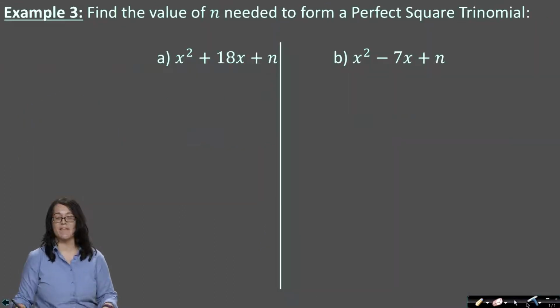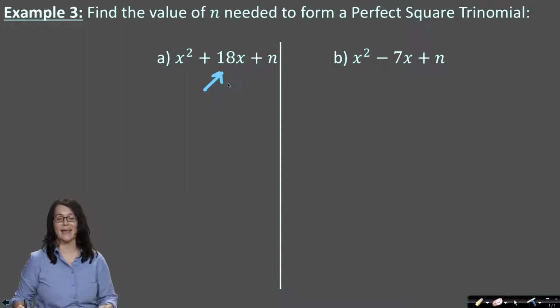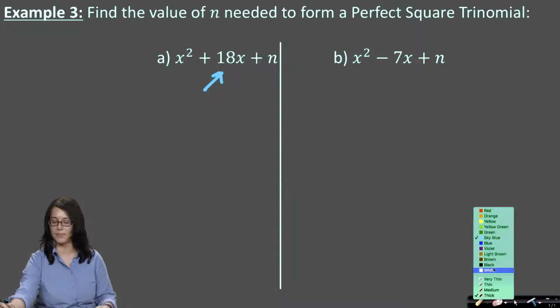Example 3, find the value of the unknown constant, here we call it n, in the last slide we called it c, needed to form a perfect square trinomial. In A, we'll do A together, or maybe we'll do B together. Try A on your own. Cut B in half and square it and see if you can get your n. X squared plus 18x plus what would be our perfect square trinomial?